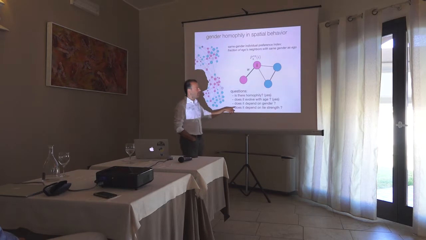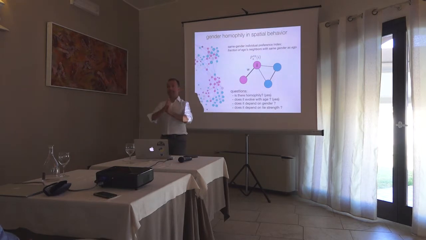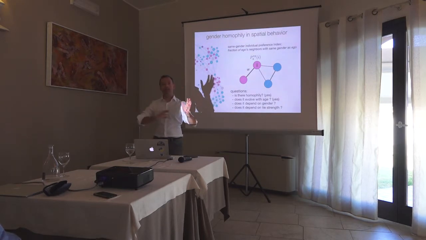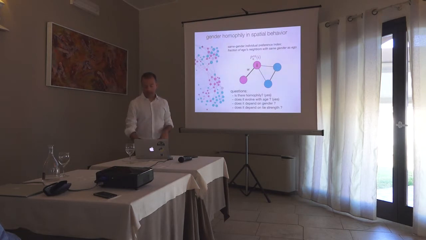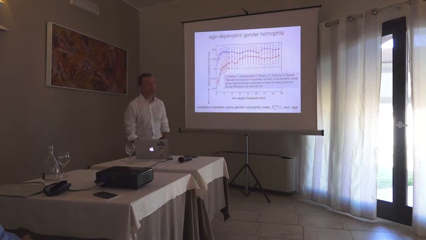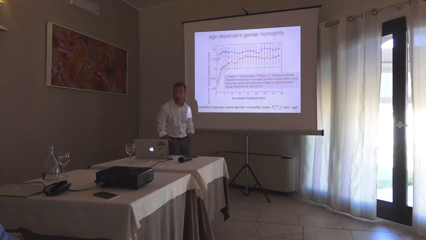Does homophily depend on tie strengths? If I disaggregate all of my data in terms of weak ties and strong ties, behaviorally defined as how much time I spend in proximity of somebody, can I see a pattern? And the answer is really complex. This is, for example, a picture of age-dependent gender homophily in a primary school. Of course, limited to this primary school in this specific setting.